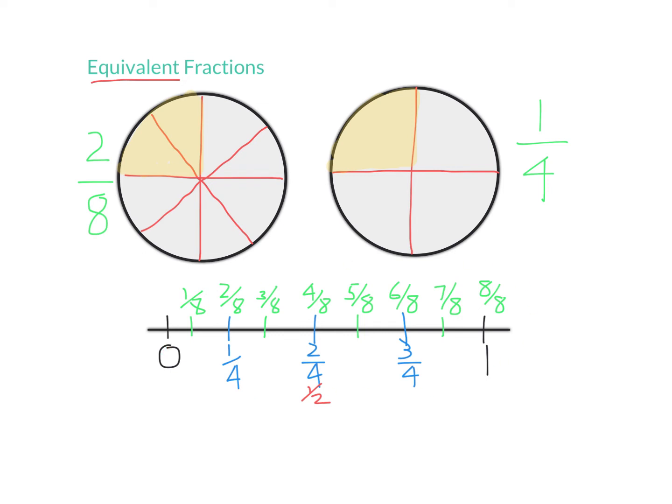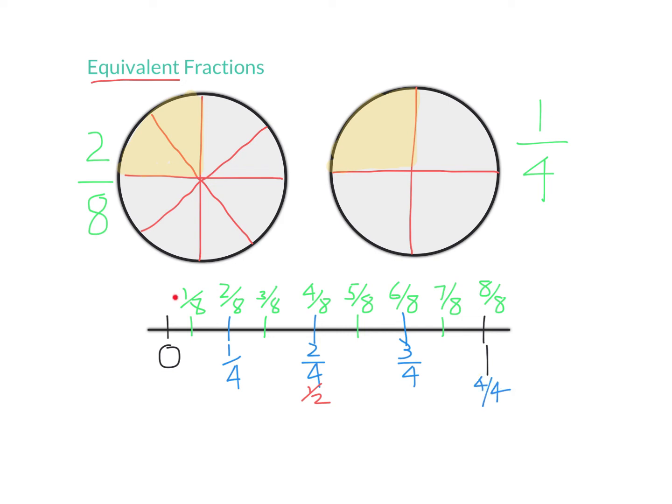So here I've drawn a number line that just goes from 0 to 1. See, all of these fractions, they are parts of a whole. 1/8 is more than 0, but it's not quite a whole. 6/8 is more than 0, but not quite a whole. So in blue, I've divided the number line into quarters. 1/4, 2/4, which is the same as a half, 3/4, and 1, which is the same as 4/4.